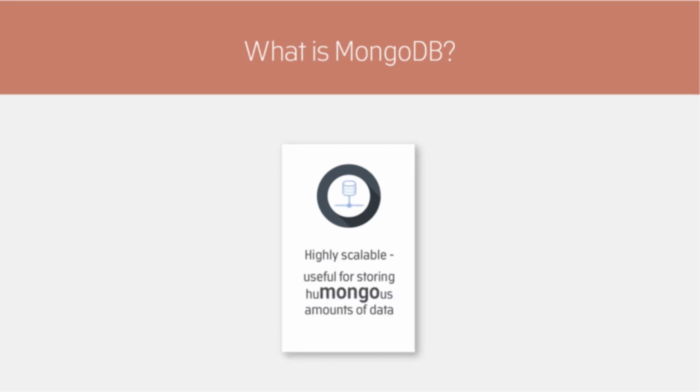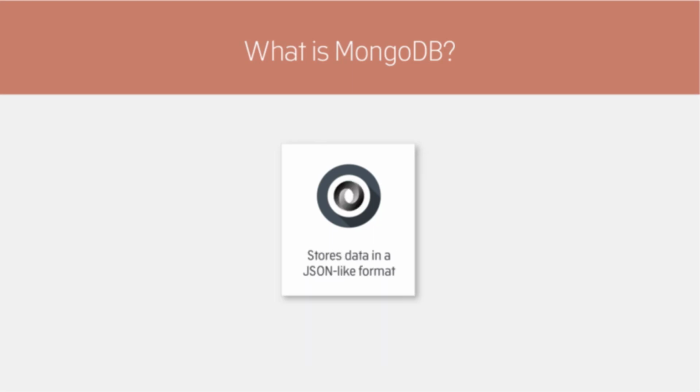MongoDB is different. It's useful for storing large amounts of unstructured data. In fact, its name, MongoDB, comes from the fact that it's designed to store humongous amounts of data. Using MongoDB, data can easily be stored across multiple servers in the cloud. It also uses a JSON-like format called BSON, which we're already familiar with.